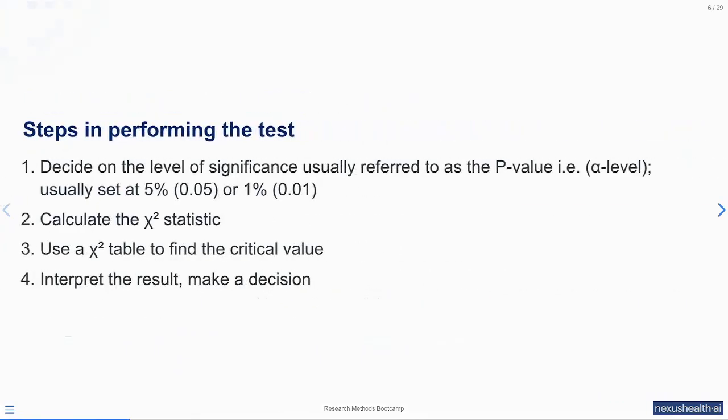What are the steps to performing the test? The very first step is to decide on the level of significance, and we usually refer to this as our p-value. That is our alpha level. That is the level or probability of committing a type 1 error. We usually set this at 5%, or in some cases we may go with 1%. We then calculate the chi-square statistic, and then we look at this chi-square table to find the critical value, and then we interpret the result and make a decision. So these are the 4 steps in performing the test.